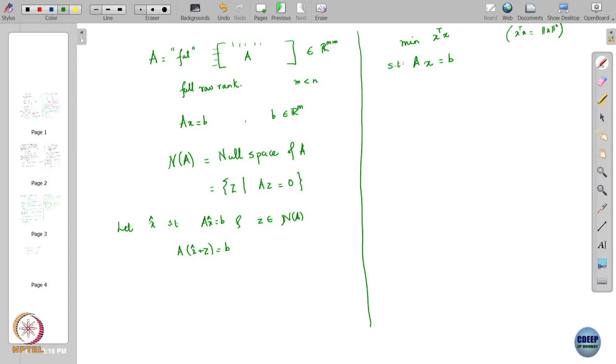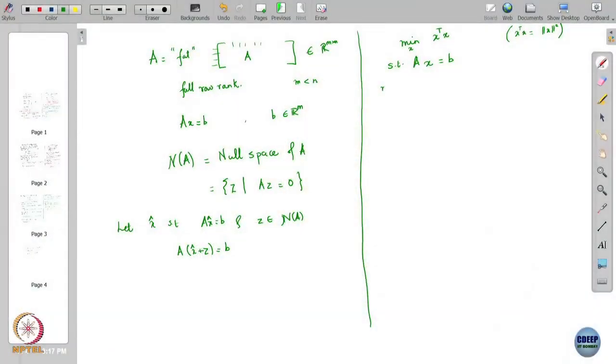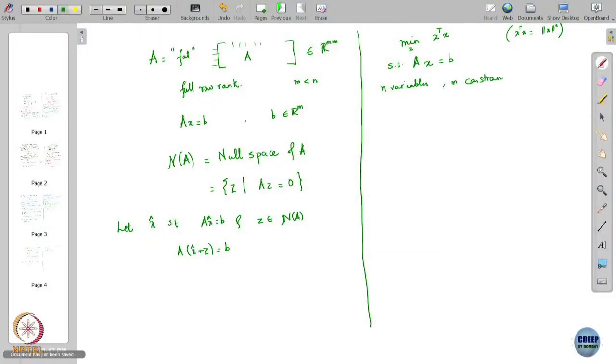So we have this problem. Now if A is in R^{m x n}, how many variables are we optimizing over? You have n variables here, x is in R^n, n scalar variables. How many constraints do we have? M of these, right? I have written it as a matrix equation, but it is basically m individual scalar constraints. N variables, m constraints. So this is now an optimization problem of trying to find the solution of least norm that satisfies a linear system of equations. Let us solve this.